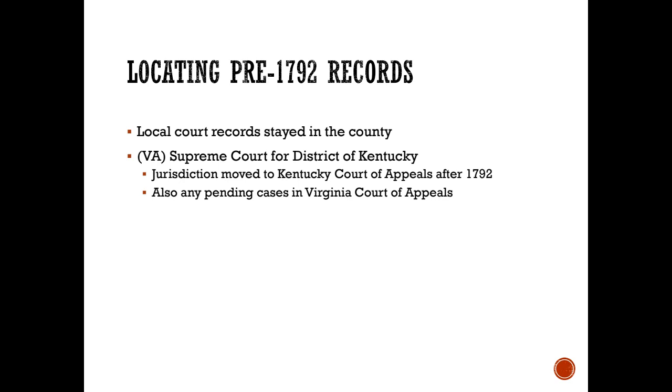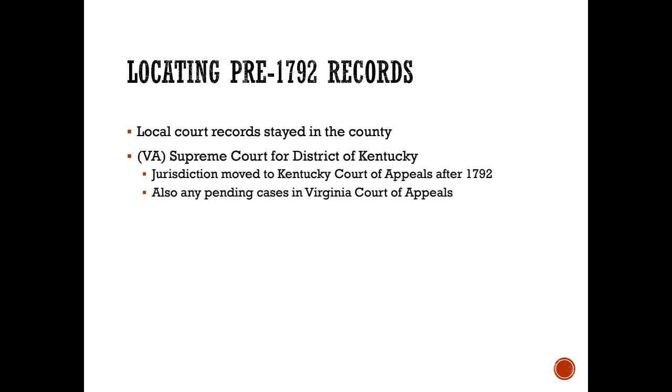The Virginia Supreme Court for the District of Kentucky, however, since we were no longer part of Virginia, those records and jurisdictions were actually moved to the Kentucky Court of Appeals. And also any cases that were still in progress in the Virginia Court of Appeals were moved to the Kentucky Court of Appeals. So Kentucky became its own state, and they got all of the records that had to do with their own areas.